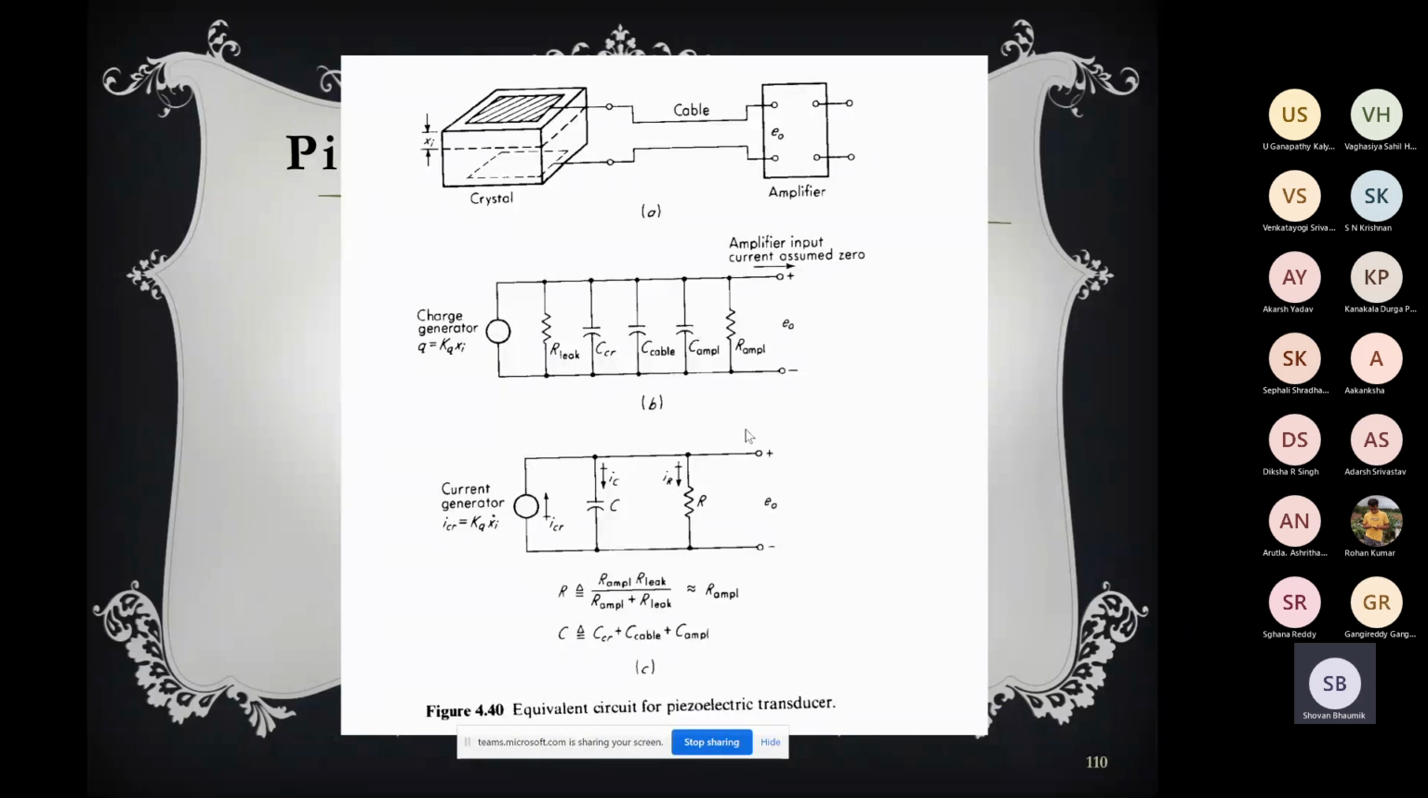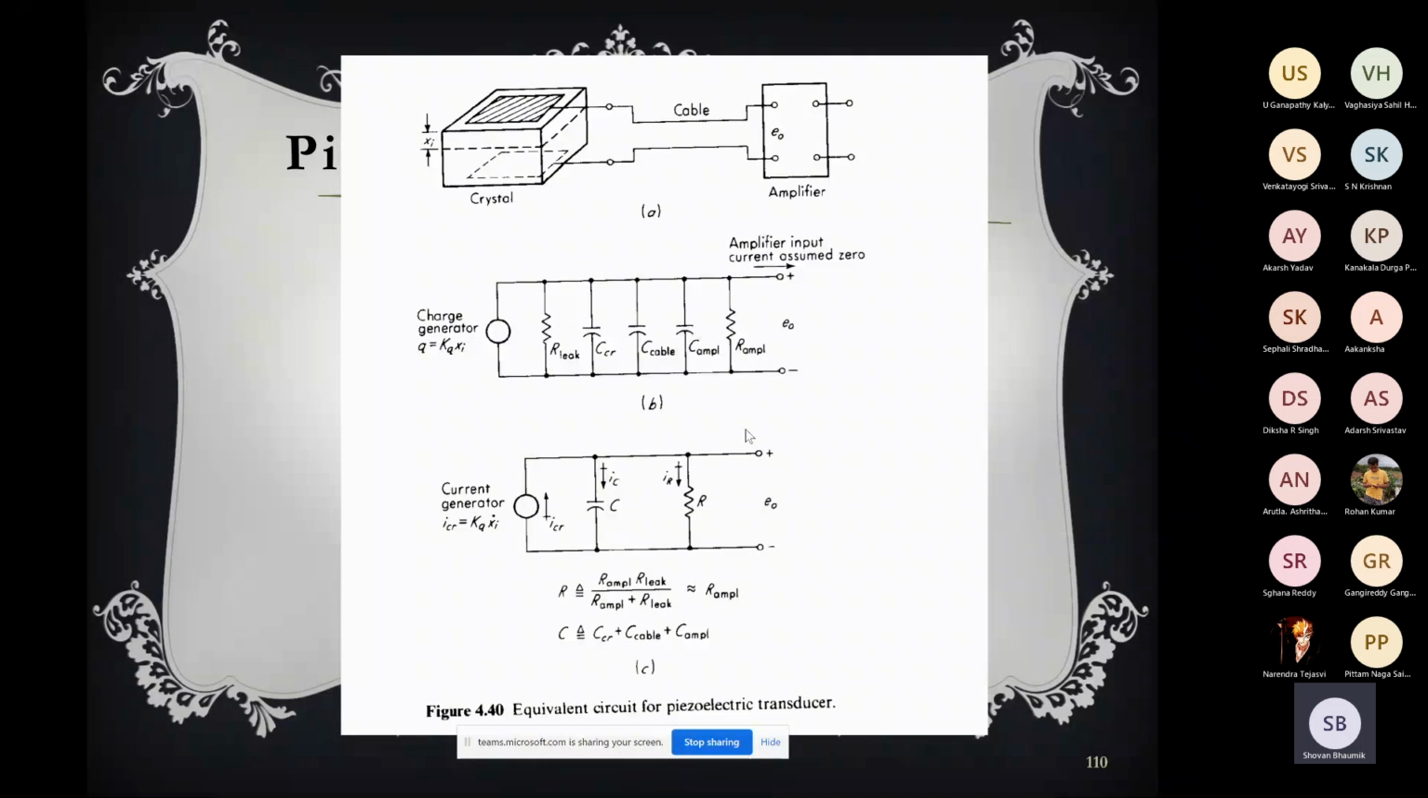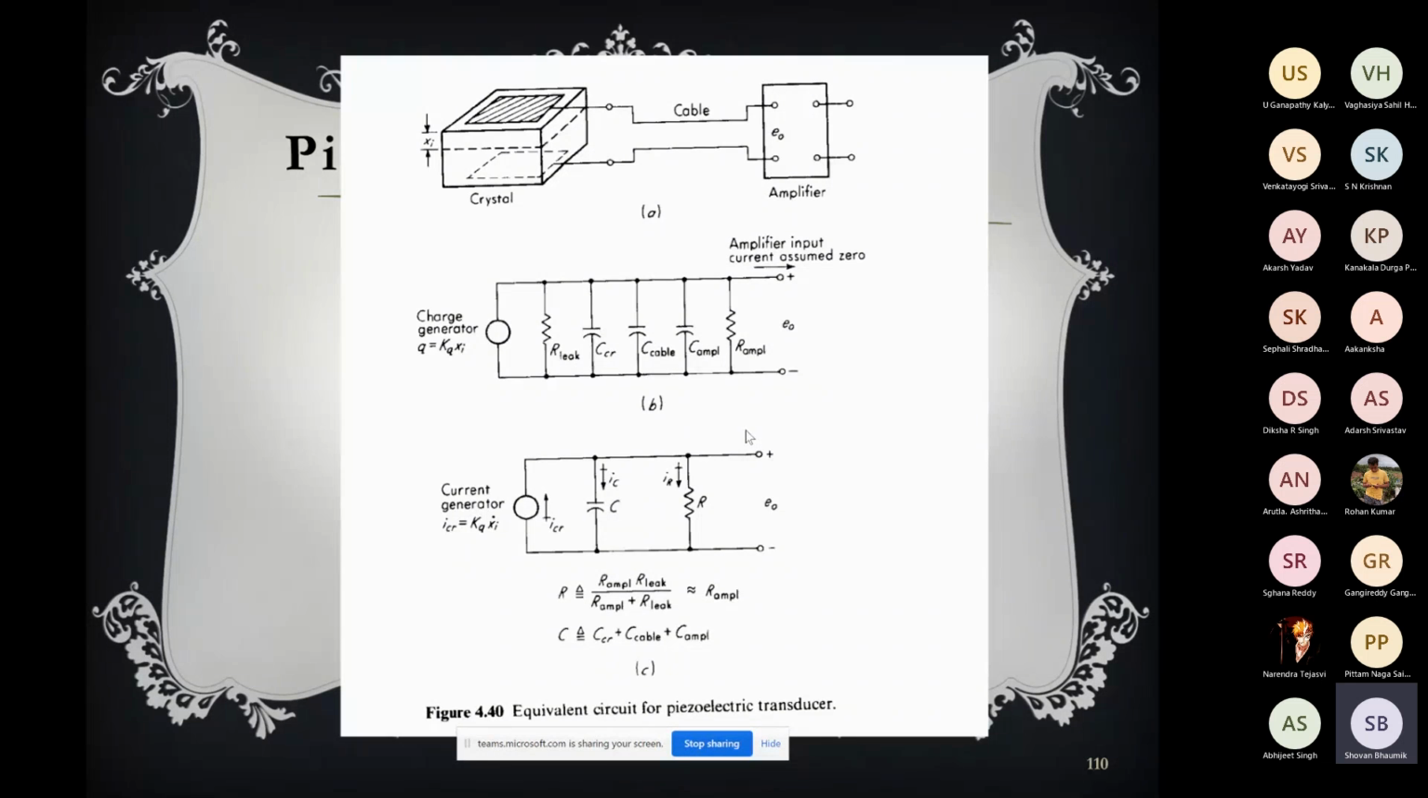Then now the cable is coming. If the cable is coming, then you must have the cable capacitance. So C cable is written here for that. And then if you see that some amplifier is connected with that, the amplifier will have some amplifier capacitance. So C amplifier is written, and then you see that the amplifier has some equivalent resistance also. So R amplifier is written to mention it. So now you see the equivalent circuit consists of a charge generator, a leakage resistor, all in parallel, crystal capacitance, cable capacitance, amplifier capacitance, and amplifier resistance.